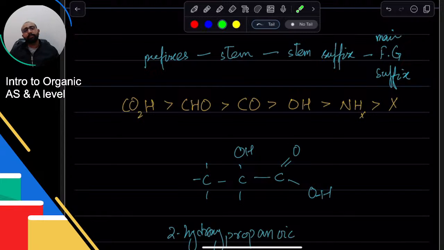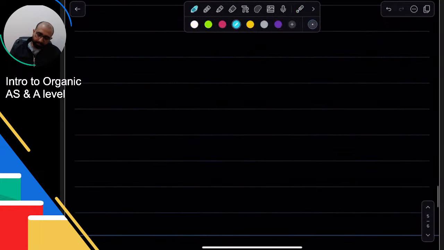Usually, if you have just the first propanoic acid, we will not write propane 1. We usually don't write it. We don't really need to. Okay, let's try one more. So this time I have a structural formula.